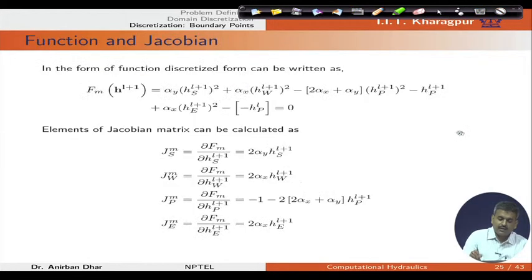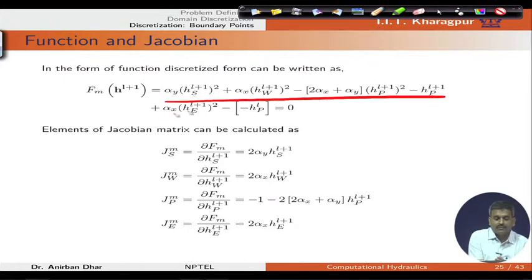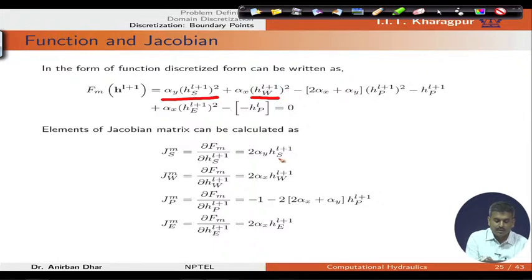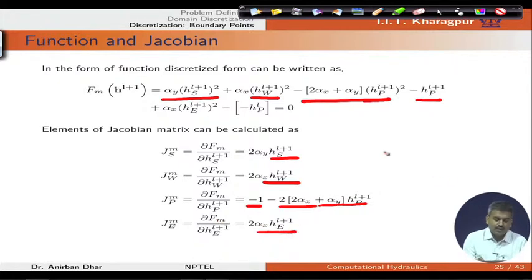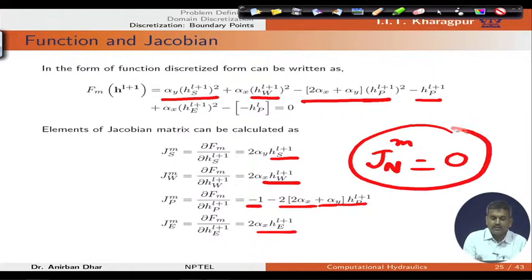Now, if I write it in function form, this is our left hand side, this is the right hand side. Now, derivative for H_S, H_W, then H_P, for H_P we have -1, then 2 alpha x plus alpha y into H_P, this is there, and H_E, obviously there should be no J_N_M term, this is 0 in the Jacobian matrix.